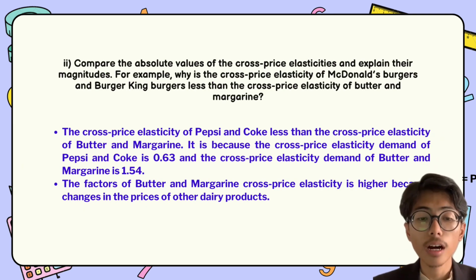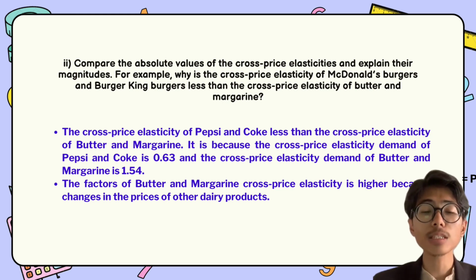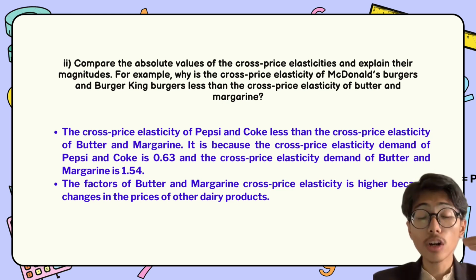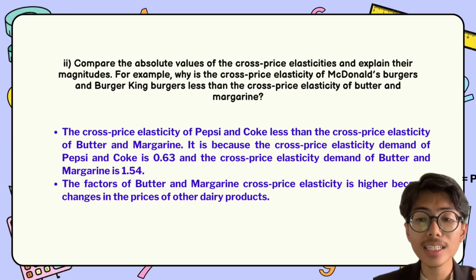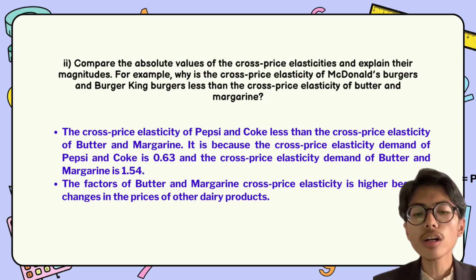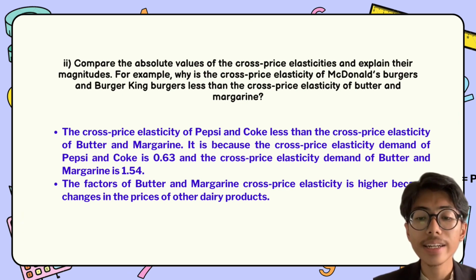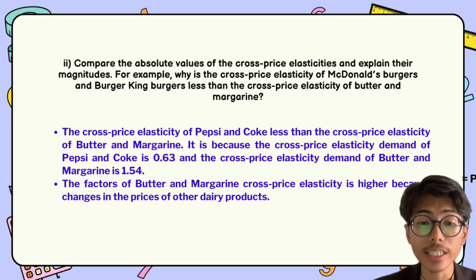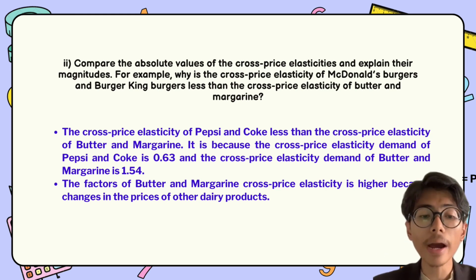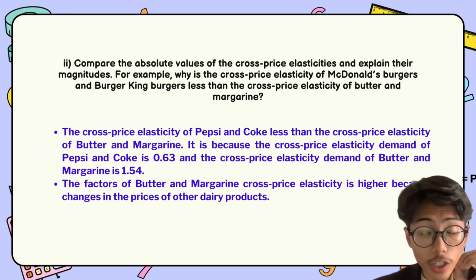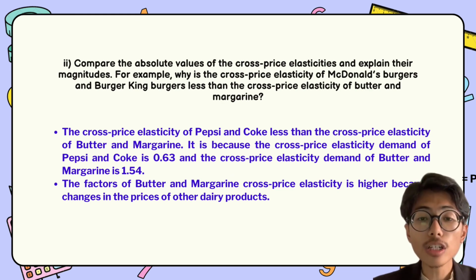Question number 2. Compare the absolute value of the cross price elasticities and explain their magnitude. For example, why is the cross price elasticity of McDonald's and Burger King burgers less than the cross price elasticity of butter and margarine? Okay, number 1. The cross price elasticity of Pepsi and Coke is less than the cross price elasticity of butter and margarine. It is because the cross price elasticity of demand of Pepsi and Coke is 0.63 and the cross price elasticity of demand for butter and margarine is 1.54. The factor is that the butter and margarine cross price elasticity is higher because of a change in the price of the other dairy product.